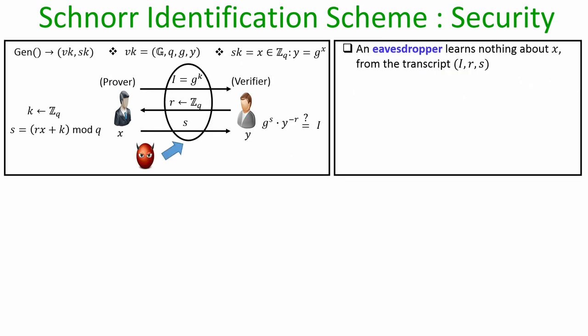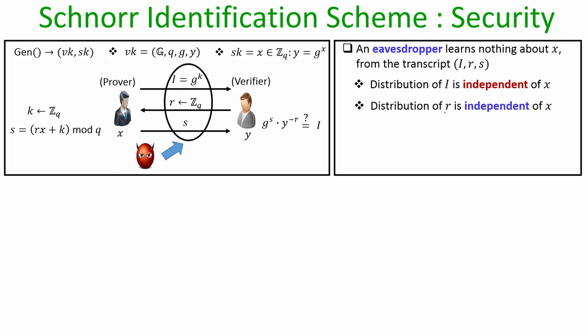Now, let us try to understand the security property here. So, we first consider an eavesdropper here, and imagine prover and verifier are honest, and there is an eavesdropper who has monitored a polynomial number of executions of this Schnorr identification scheme. So, imagine it has eavesdropped upon one transcript, which is I, R, S, and I claim here that by seeing the transcript, it does not learn anything about the secret key SK, namely the discrete log of Y to the base G, which is X. And this is because if you see the distribution of the commitment, namely big I, it is independent of X, because the commitment I is G to the power K, where K is picked independent of X. In the same way, the R component of the transcript is completely independent of X and it is picked by the verifier. So, it also does not reveal anything about the secret X.